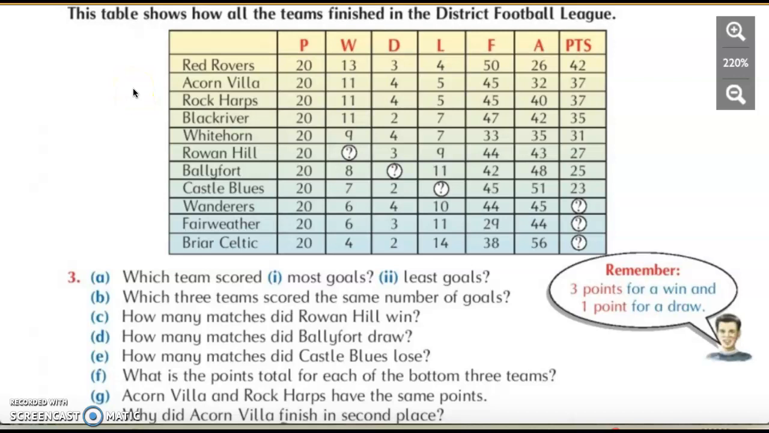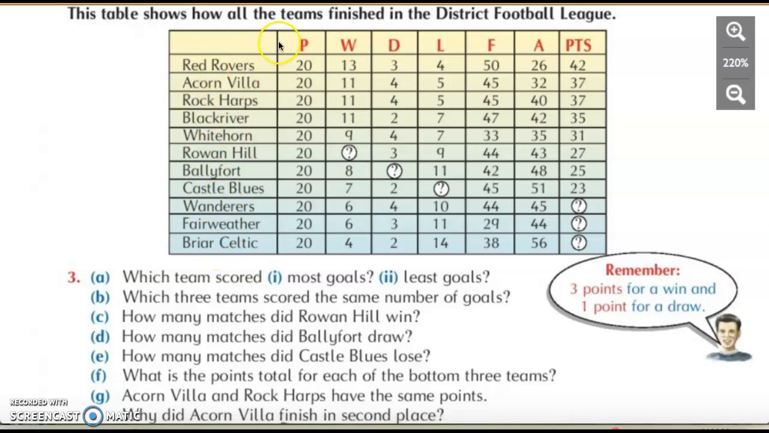So what do we need to know? We need to know that all the teams are down the left hand side. Red Rovers, Acorn Villa, Rock Harps, all the way down to Brer Celtic. They are the teams in the league, from top to bottom.